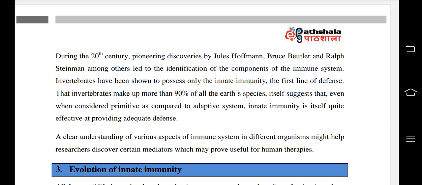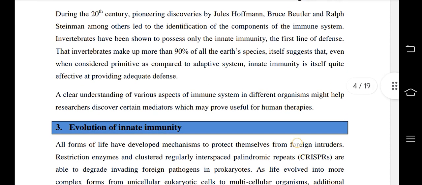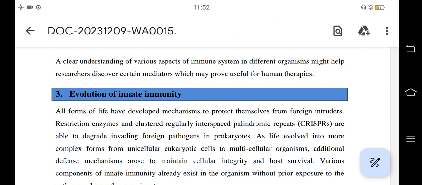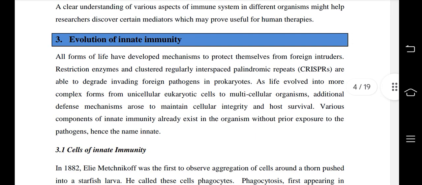That invertebrates make up more than 90% of all the Earth species itself suggests that even when considered primitive as compared to adaptive system, innate immunity is itself quite effective at providing adequate defense. A clear understanding of various aspects of immune system in different organisms might help researchers discover certain mediators which may prove useful for human therapies. Evolution of innate immunity. All forms of life have developed mechanisms to protect themselves from foreign intruders.